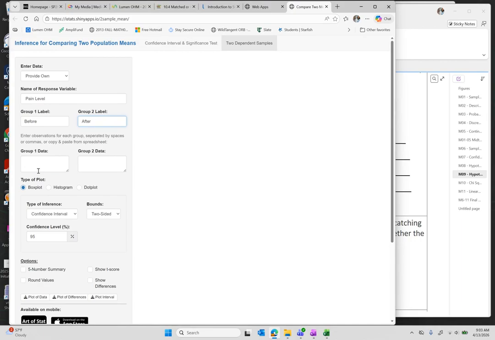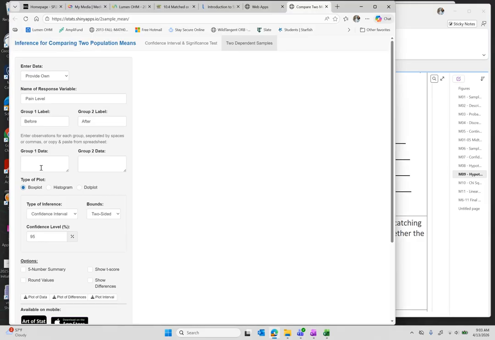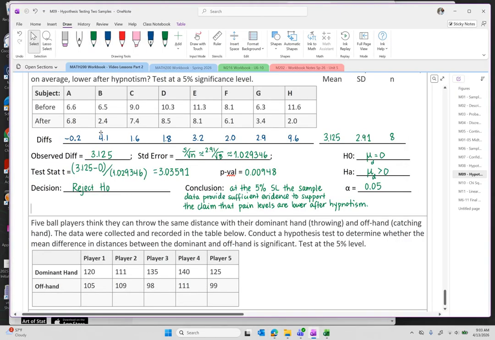And for the group 1 data, let's see if we can just copy from our book online or from our notes. Hopefully, yes, it worked. And then group 2 data from our book online or from our notes.